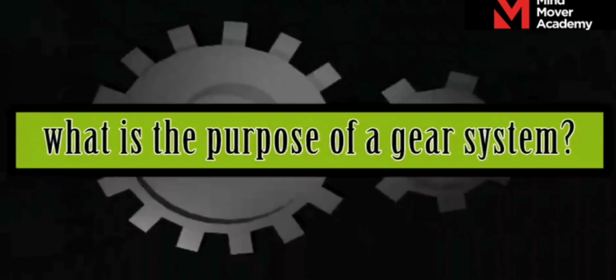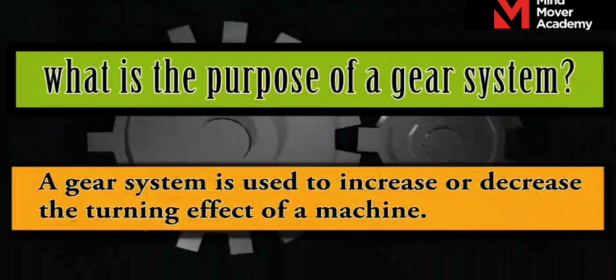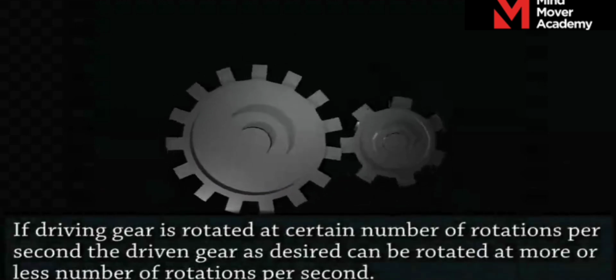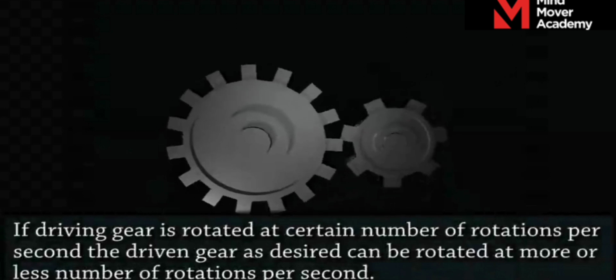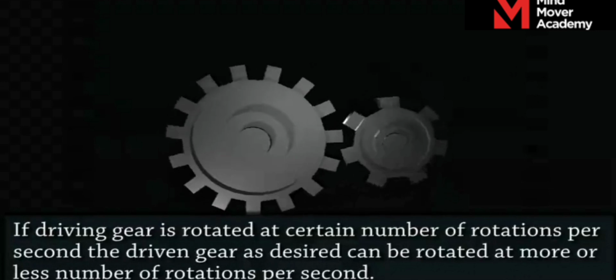Now the question arises, what is the purpose of a gear system? A gear system is used to increase or decrease the turning effect of a machine. It means if the driving gear is rotated at a certain number of rotations per second, the driven gear, as desired, can be rotated at more or fewer rotations per second.